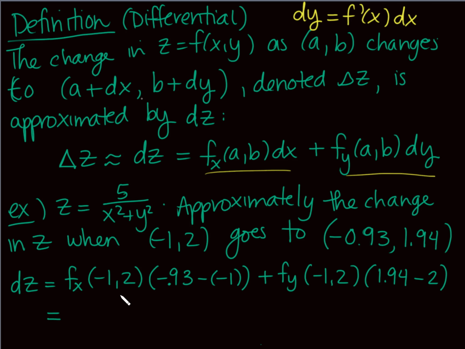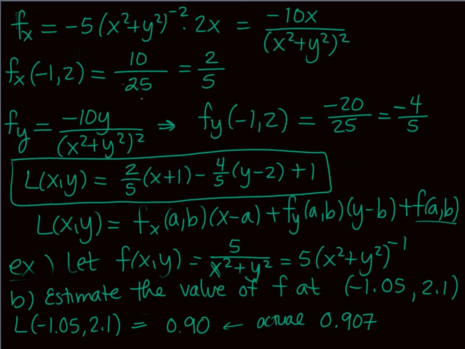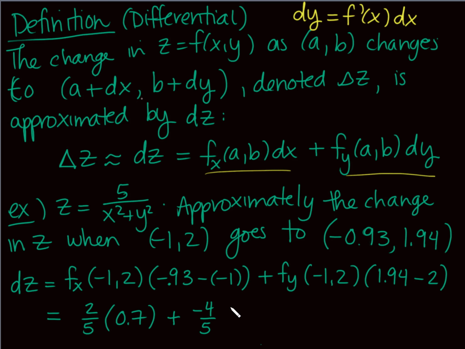So if you go through and look at this, I think this one was 2/5, right, times 0.7 or 7/10, plus, and I think this one was like a -4/5. We already did this, right? Yeah, 2/5 and 4/5. And then times, what do we have here? A -0.06. Okay, I see it. So what we have here is 0.076.